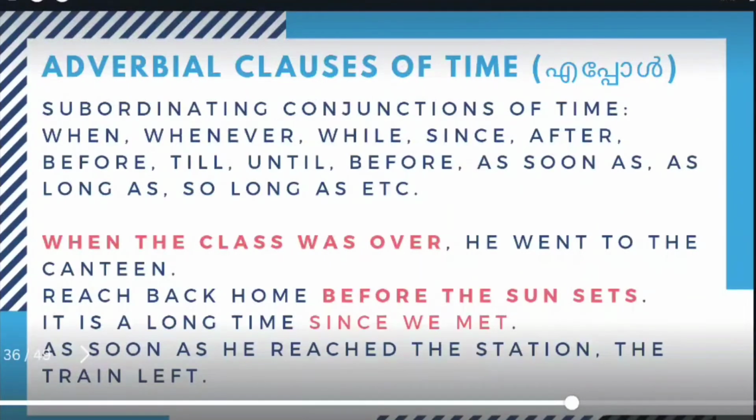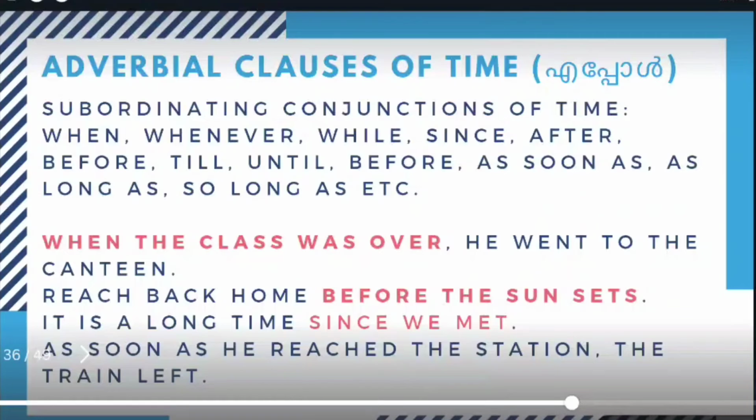When did he go to the canteen? When the class was over. Next example, reach back home before the sun sets. So reach back home is an imperative sentence and it can stand alone as an independent clause, right? But let's look at the second part. Before the sun sets. So before the sun sets is an adverb clause which describes the time of action.